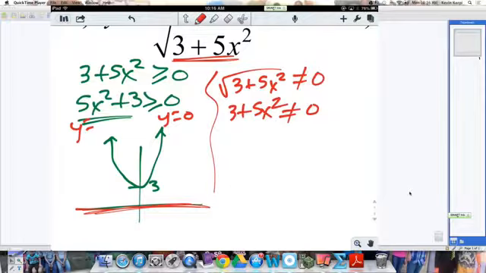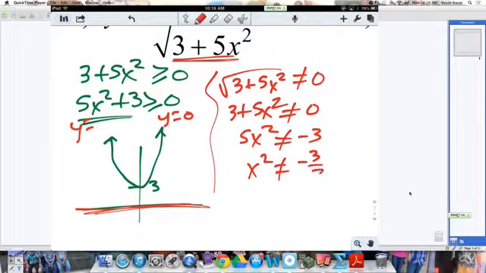If you didn't see it there, you could keep going. 5x squared cannot equal negative 3. X squared cannot equal negative 3 fifths. X cannot equal then plus or minus the square root of negative 3 fifths. And you're like, oh, it only has imaginary restrictions.